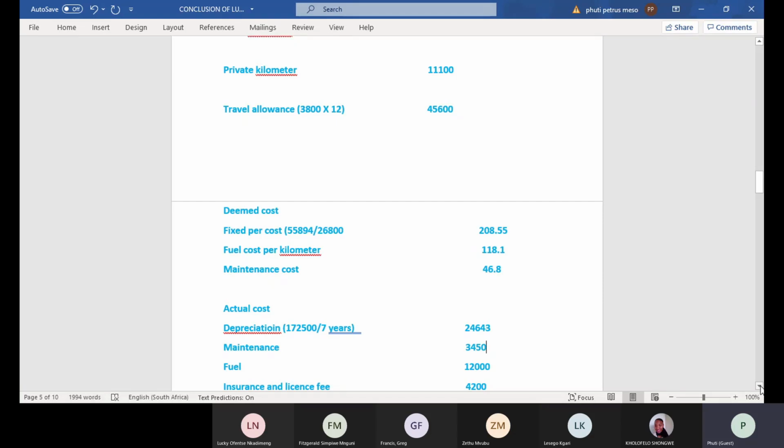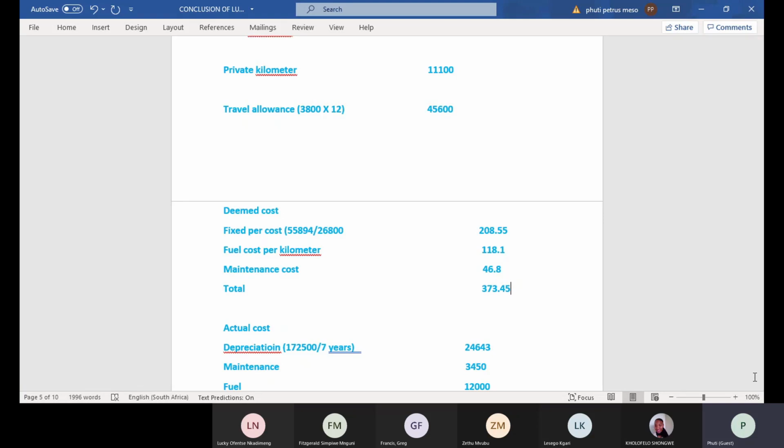Then let's get the total cost in terms of the deemed. How much is the total cost for the deemed? Just a moment, I'm still adding up. So cost per deemed would be 208.55, then you plus 118.1, and then you plus your 46. And then we add the maintenance also, that's correct. And you get your total here. The total will be 373.45.